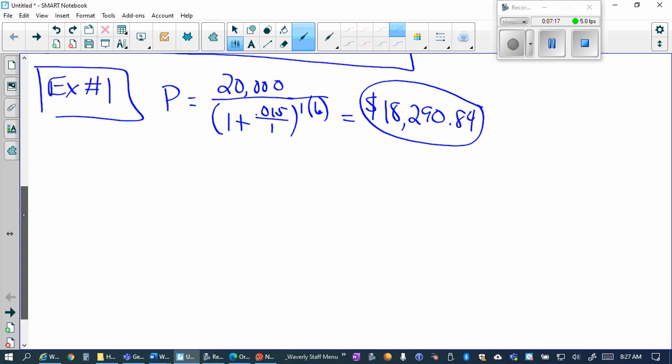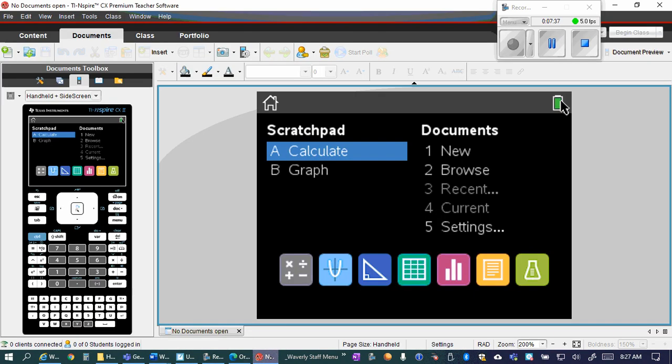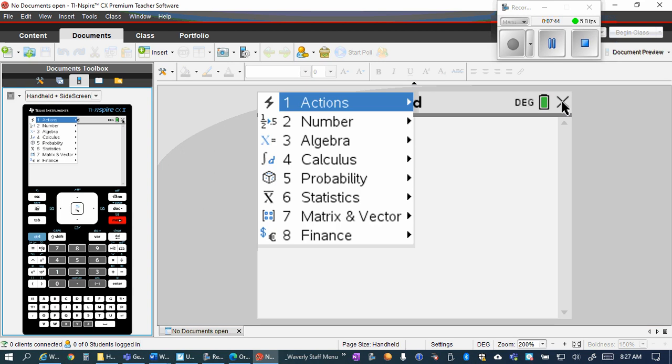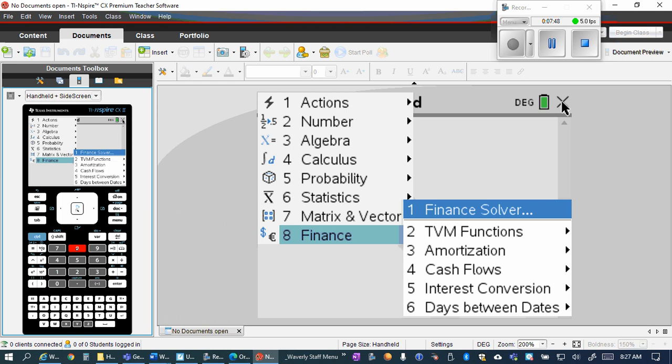Now that we're on the same page, you remember how to do that? So it'll be a little different than the last time. We're going to be solving for a different line on that TVM solver. Remember how to get in there? You can use Scratchpad or open a new document. It doesn't really matter, right? So go in here, just open your Scratchpad, and you hit Menu here. So that bottom one, Finance, 8. You just want that first one, Finance Solver.